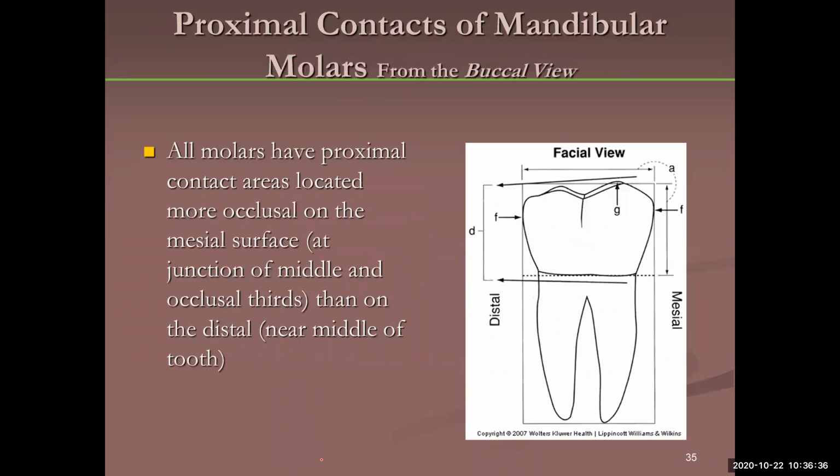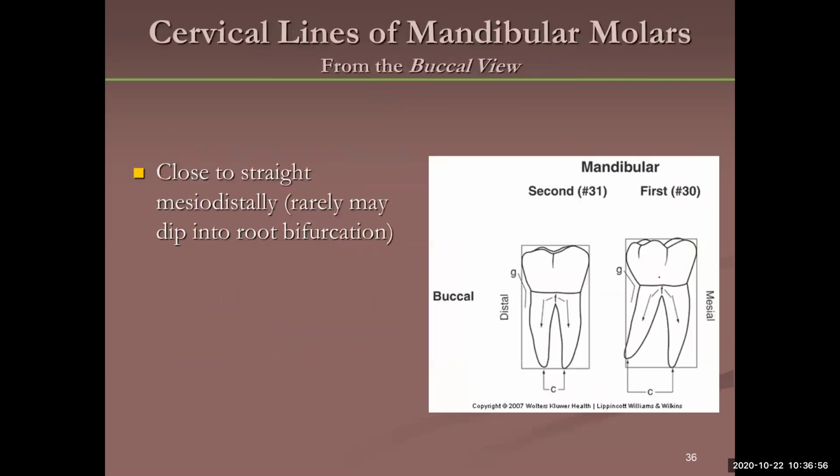All molars have proximal contacts, more occlusal on the mesial than on the distal. That's because the teeth are coming down this way and it's wider on the mesial than it is on the distal. That is that general characteristic. CEJ is relatively flat. It rarely dips into the bifurcation, that's CEJ.